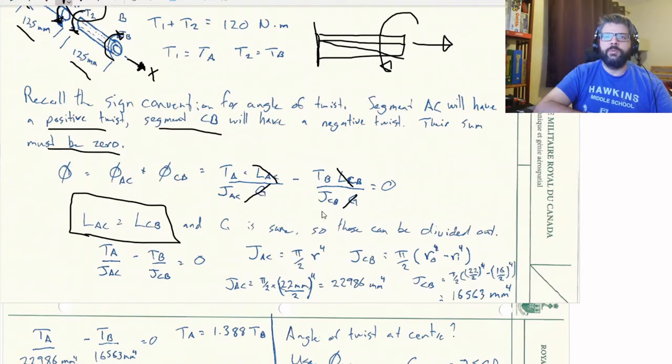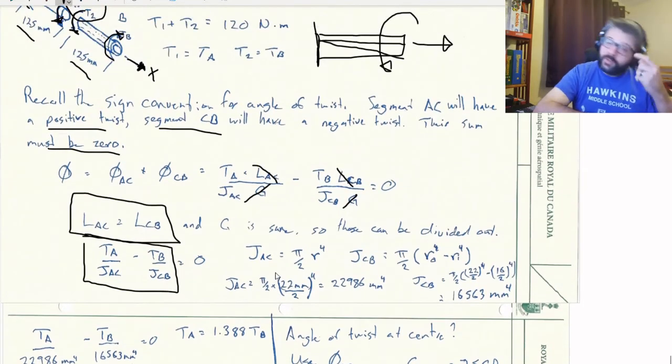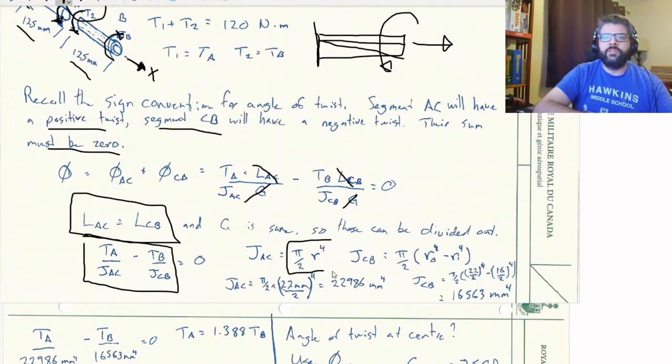And then we're left with TA over JAC minus TB over JCB is equal to 0. And then we'll need to know what the J's are. So again, the J for a circular cross-section, that's just equal to pi over 2 times the radius to the fourth. So for AC, pi over 2 times 11 millimeters to the fourth gives us this.